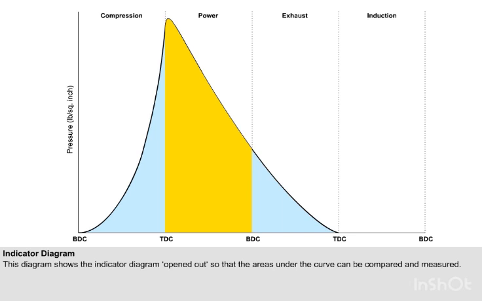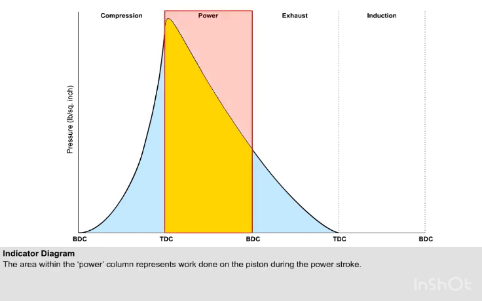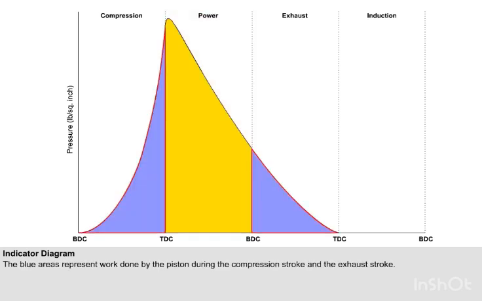This picture shows the indicator diagram opened out, so that the pressure areas under the curve can be more easily compared and measured. The area within the power column represents work done on the piston during the power stroke. The blue areas represent work done by the piston in compressing the charge during the compression stroke and exhausting the cylinder against back pressure in the exhaust stroke.